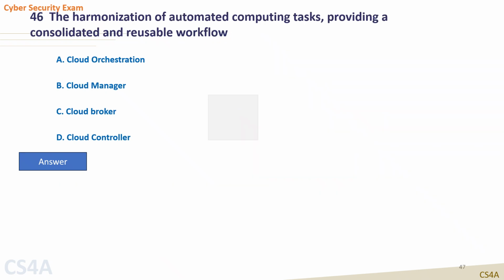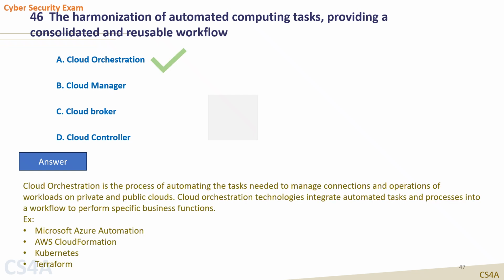So here the question is, the harmonization of automated computing tasks, providing a consolidated and reusable workflow. Is it cloud orchestration, cloud manager, cloud broker, or cloud controller? The keyword is reusable workflow. So we have computing tasks that we are going to reuse. Cloud manager, cloud broker, and cloud controller are not related. Only cloud orchestration talks about automated computing tasks and reusable workflow. So option A is the correct one. Examples of cloud orchestration are Microsoft Azure Automation, AWS CloudFormation, Kubernetes, and Terraform.